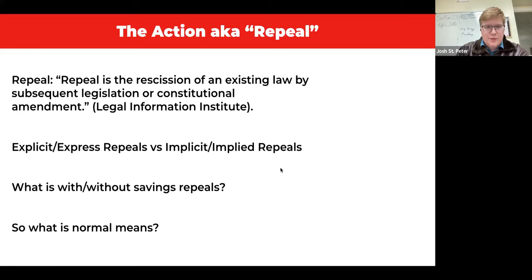So the topic is really interesting because the word repeal is super, super broad. Like, what does it usually mean? Or, is there a specific way in which people always repeal actions? I'm going to talk about all the different ways in which repeals work.